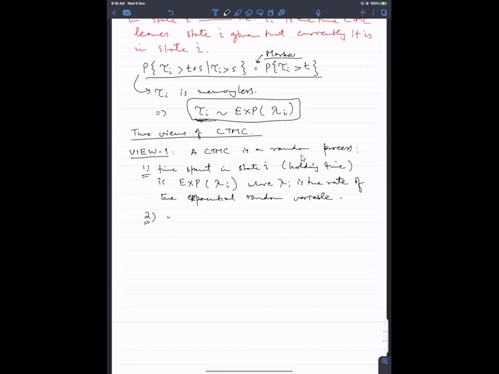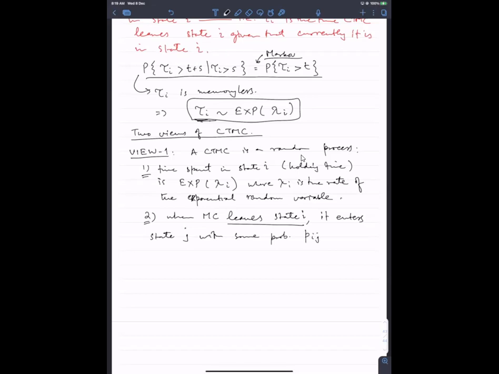in view one is that when the Markov chain leaves state I, it enters some other state. It will leave state I after the holding time. Once the holding time is over, it will leave. It was a random amount of time, exponentially distributed with some parameter lambda I. So once the timer expires, it enters some other state, state J, with some probability, which is the transition probability going from I to J.